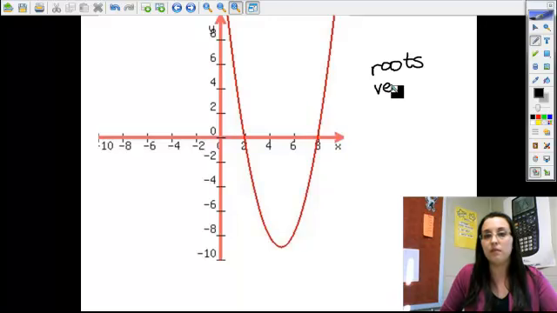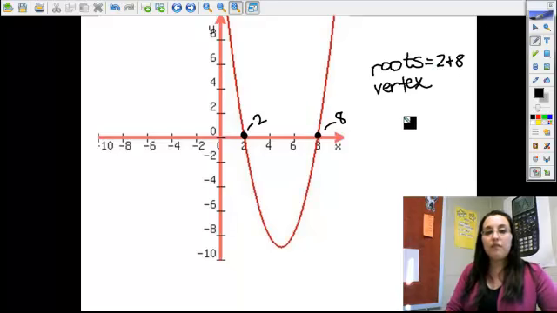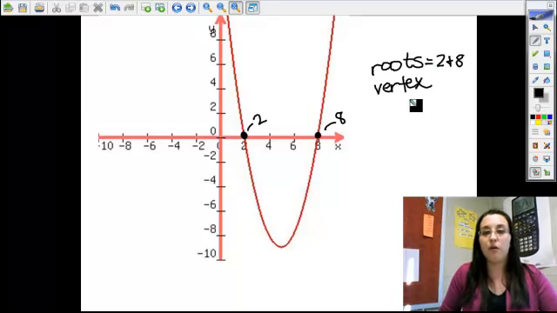Okay? So the roots, like I said before, are where y equals 0, or they're the x-intercepts. So that would be 2 and 8. So our roots are 2 and 8. All right, and then we want to figure out our vertex. So what I was saying before was that we want to use the line of symmetry. So the line of symmetry is going to be exactly in between our two roots. So between 2 and 8.